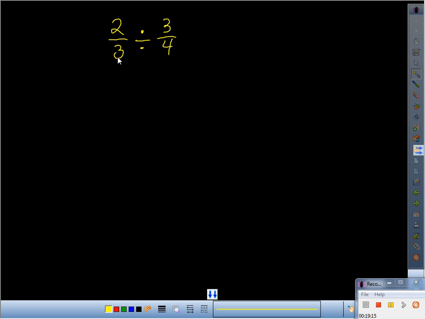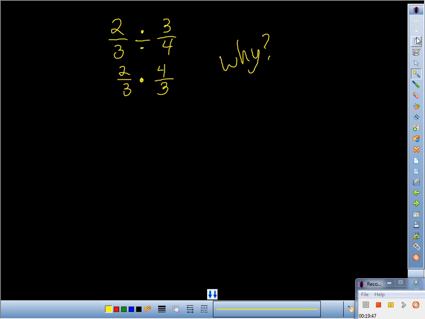In the past, your teachers told you, keep the first one the same, change to multiplication, and flip. Who's heard of that? Keep, change, flip. That's from elementary, right? However, why do we do that? Remember, this is the year of the what? Let me explain it really quick. Why do we actually change it to multiplication and flip the second? Everybody look up, please. Here's the proper definition of rationals or quotients.